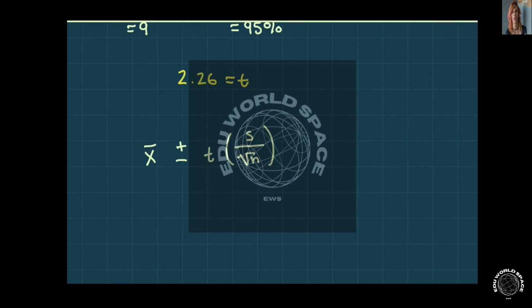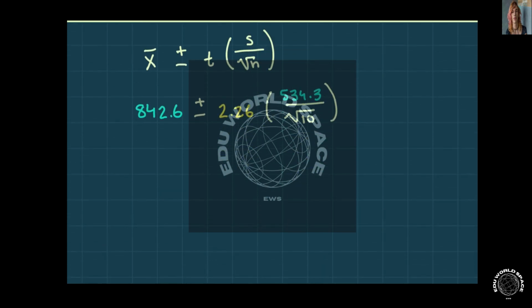We know that our mean was 842.6 plus or minus our t-value, which is 2.26, times our standard deviation, which is 534.3, all divided by the square root of total numbers, which is 10. I'll give you a minute to plug that into your calculator.